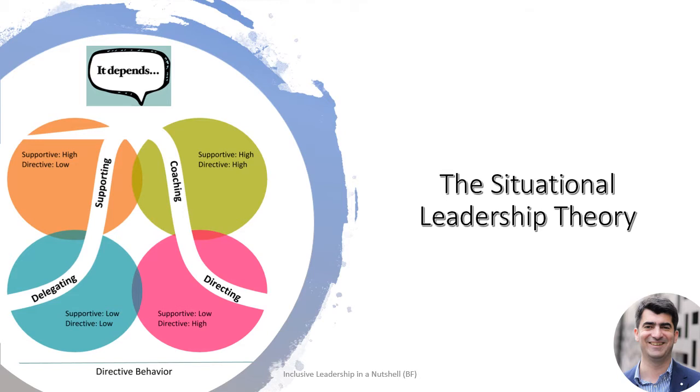Now we have the $1 million question. What's the best way to lead a group? The answer is not as simple. The answer is that it depends. The best leaders basically analyze the situation and adjust their leadership style. One of the theories that can explain this type of decision making is the situational leadership theory that I'm going to discuss here.